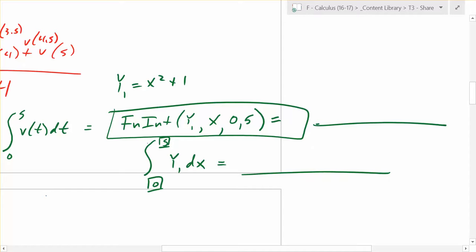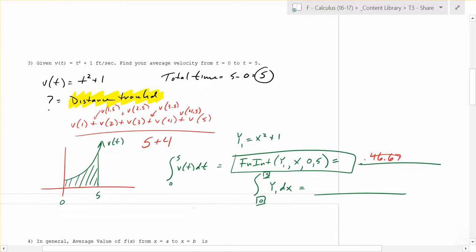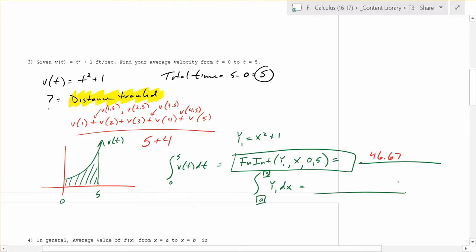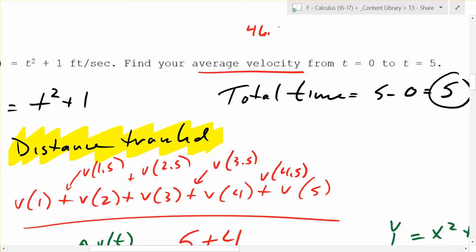So anybody have the decimal for this? 46.67. What'd you get? 46.67. Anybody else get that same thing? 46.67. So that is what? What does that 46.67 represent? The distance traveled from 0 to 5. Right. Does it give us units on this? Yeah, feet, right? So feet traveled from 0 to 5 seconds. So if we want to know what the average velocity is, we're going to do 46.67 divided by what? 5. And what do you get? What do you get?